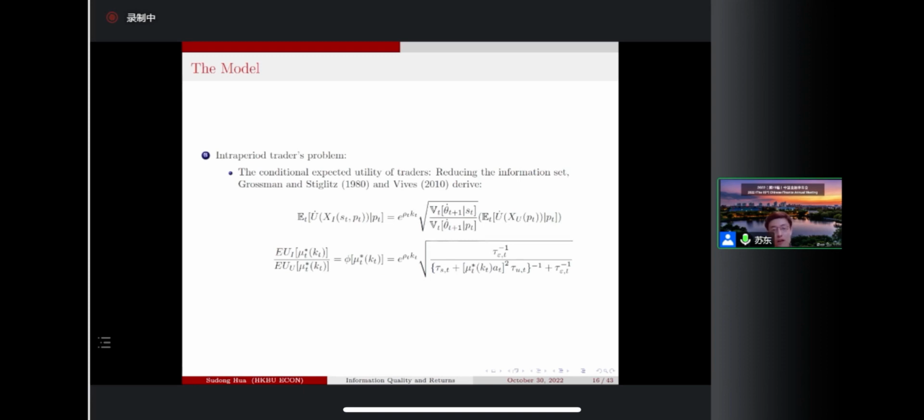Then the market equilibrium is when the ratio of expected utility for informed traders over the expected utility of uninformed traders is equal to 1. This is the REE, rational expectations equilibrium.